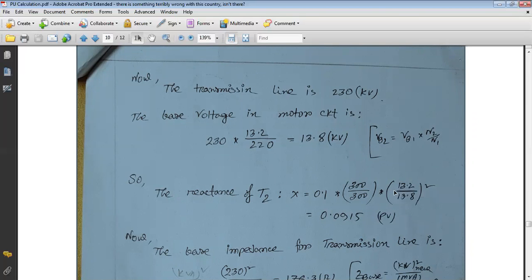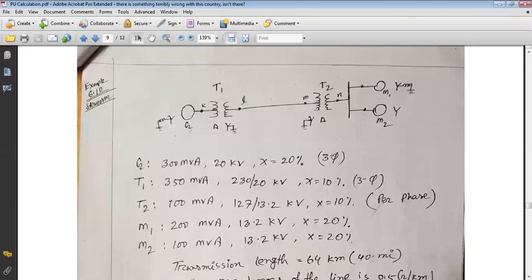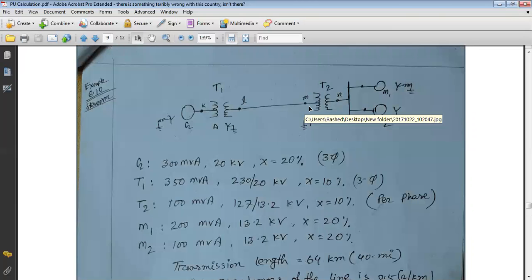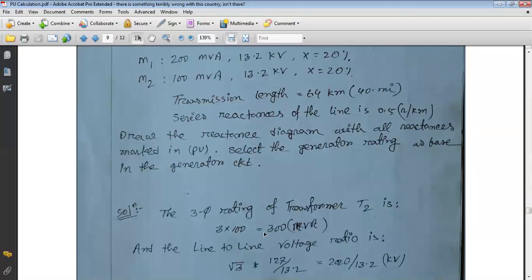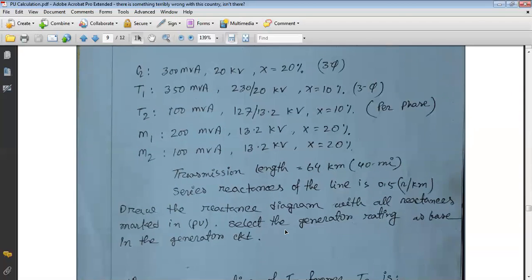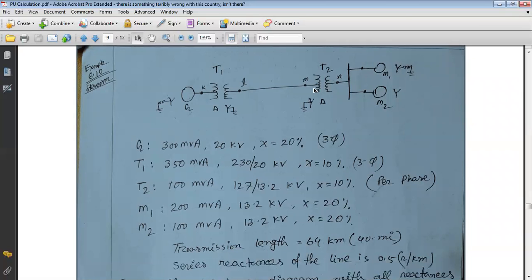Okay, so if we consider the primary portion, then what should be the formula? If we consider the primary portion to calculate the per unit reactance, then the new base power for the primary portion is 300 MVA. This is the power base for the whole power system circuit. The old power is the rating of transformer T2, that is 100 MVA per phase, and when we convert it for 3 phase, the rating is 300 MVA. So the old rating is also 300 MVA. The old reactance for T2 is 10%, that is 0.1 per unit.